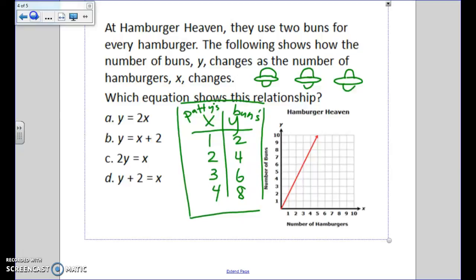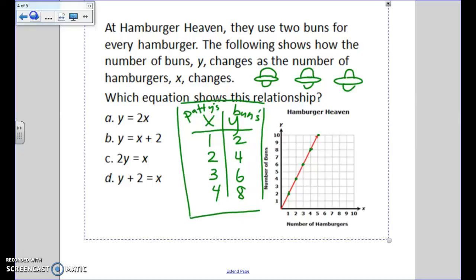Let's find out. I see the point 1, 2. I see the point 2, 4. I see the points 3, 6 and 4, 8. Okay, so I think that my T-chart does match the graph well. We learned how to fill out our T-chart, but we also have been practicing checking our work and using substitution. So let's just look at these and see which one is going to work.